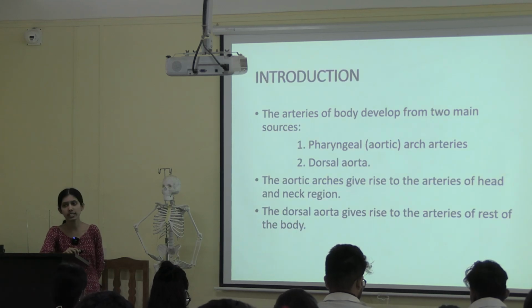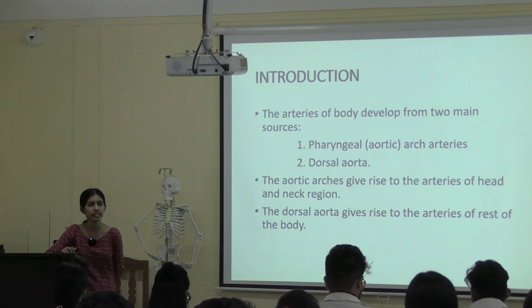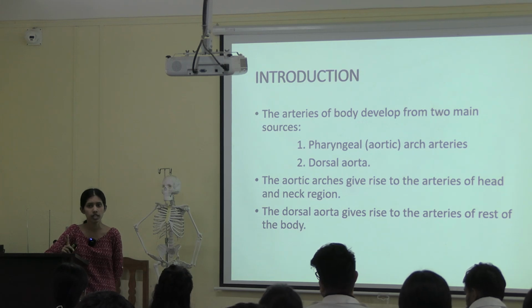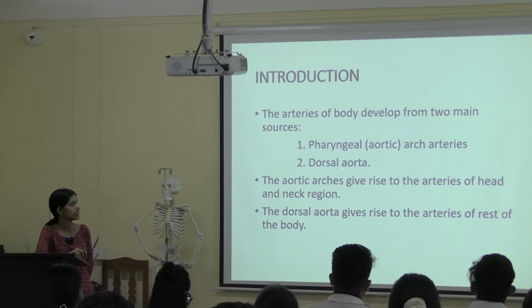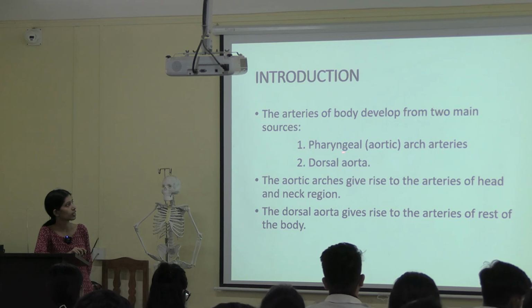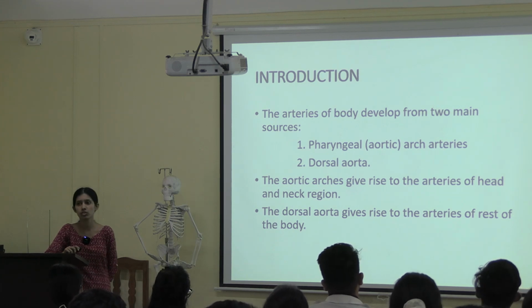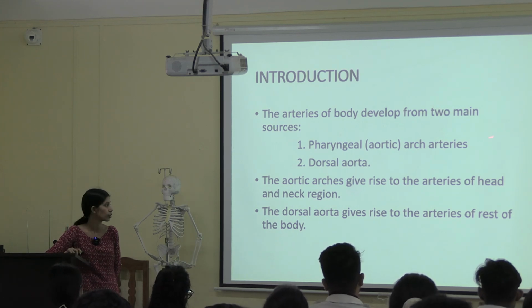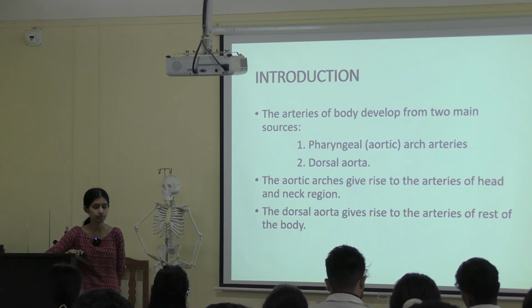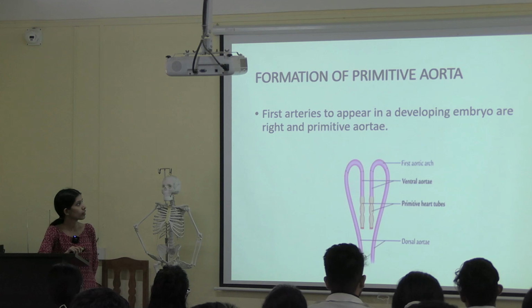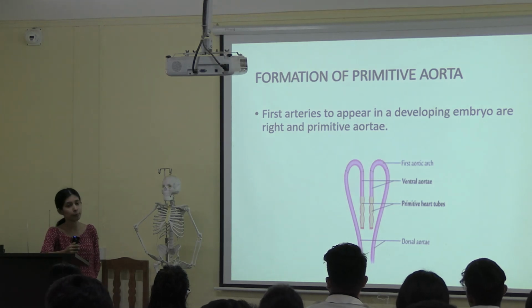The arteries present in our whole body are mainly derived from two sources. Those sources are pharyngeal aortic arch arteries and the dorsal aorta. Our aortic arch artery supplies the head and neck region, whereas the dorsal aorta supplies the rest of our body. Okay. Next, the first artery to appear in a developing embryo is a right and left primitive aorta.